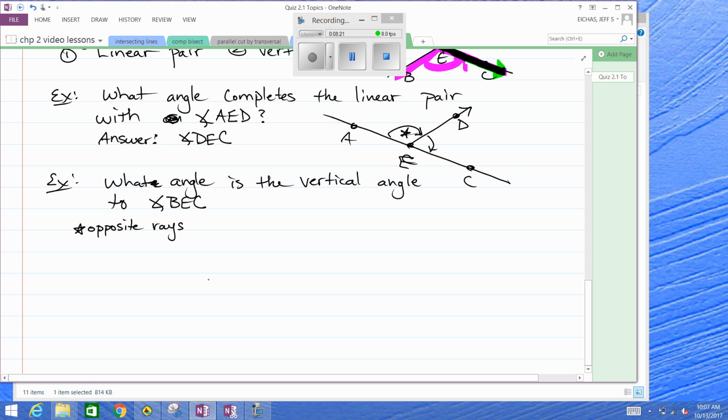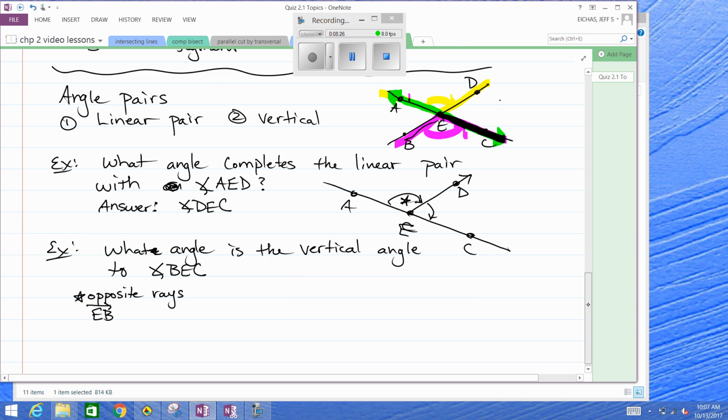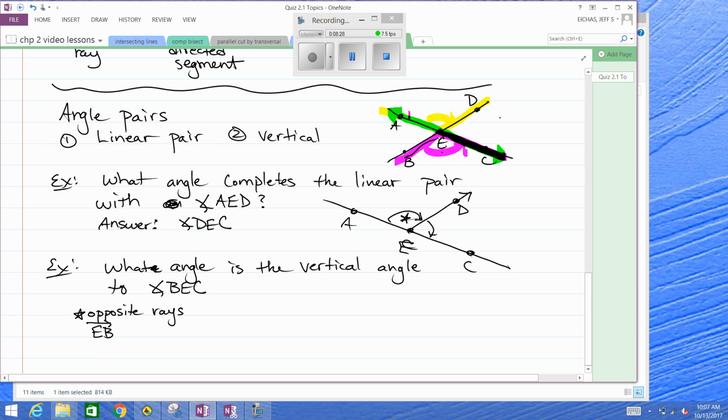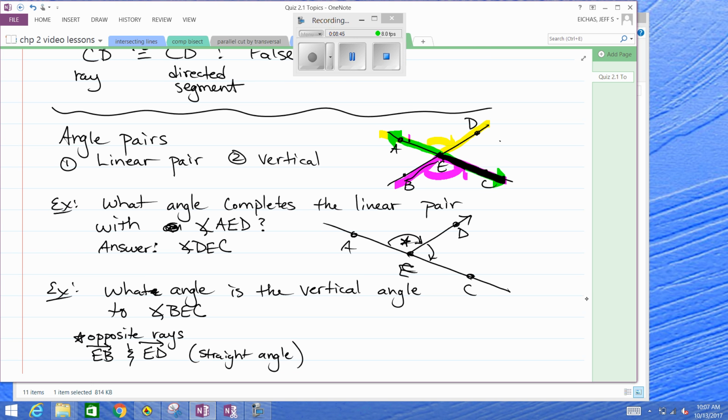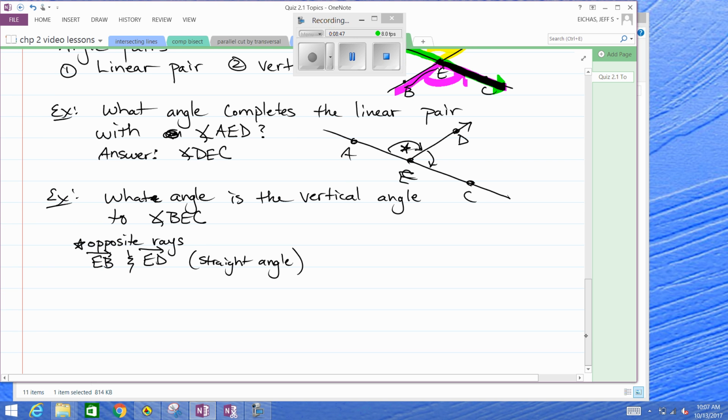Okay, so EB is one, right? That one, E to B. So what's opposite ray to it? It would be E to D, because they make a straight angle together. So opposite rays have to make a straight angle together. Those are the two sides of a straight angle. Okay, now the other pair is E to A, E to C. Again, those two combine to make a straight angle.